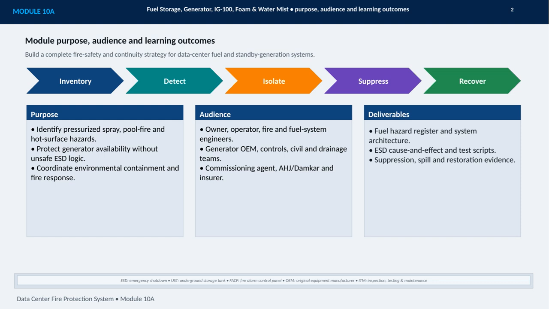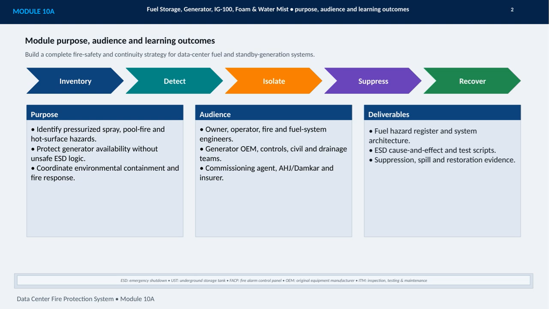The central goal is to protect generator availability without creating unsafe emergency shutdown logic. We will identify pressurized spray, pool fire, and hot surface hazards, while also coordinating environmental containment and fire response. The audience includes owners and operators, fire and fuel system engineers, generator OEM and controls teams, civil and drainage specialists, commissioning agents, the authority having jurisdiction, or DAMCR, and insurers.